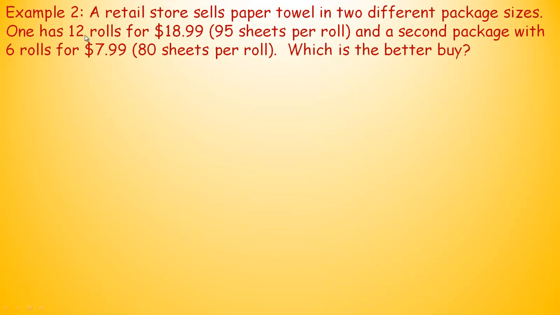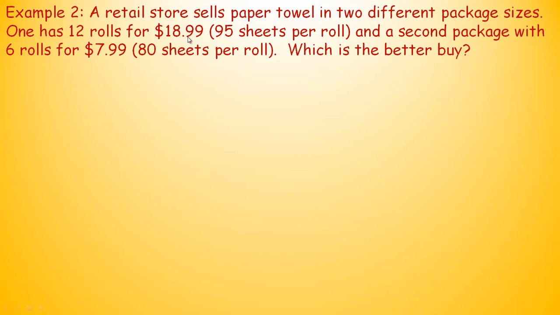In the second example, a retail store sells a paper towel in two different package sizes. One has 12 rolls for $18.99, and the problem with comparing packages of paper towels or toilet paper is there's often larger and smaller size rolls. There's like single rolls and double rolls, and the number of sheets for a roll is different from one make of paper towels or toilet paper to a different one. So that's why I list the number of sheets per roll.